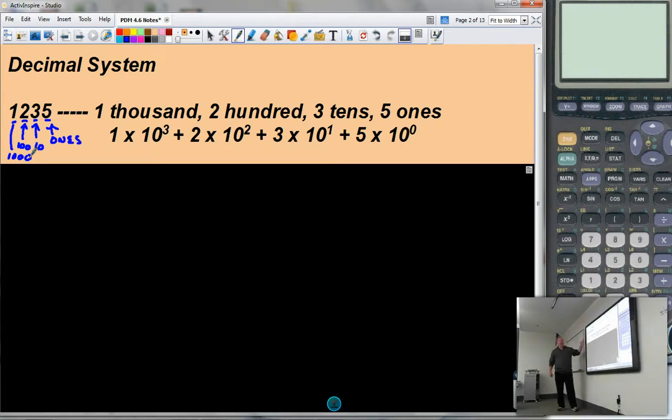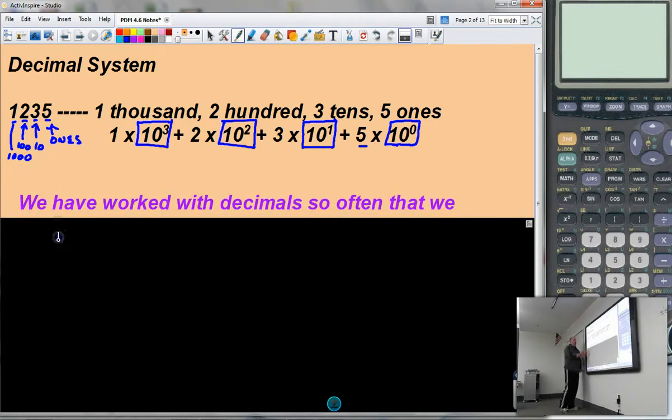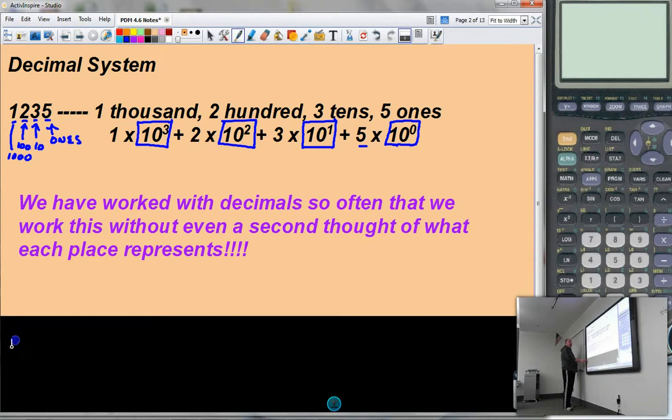So in a decimal system, every digit represents something times a power of 10. The ones place is 5 times 10 to the 0. Your tens place is whatever the digit is times 10 to the first. Your hundreds place, which in this case is a 2, is multiplied by 10 squared, and then 1 times 10 cubed. If I had another number, it would be whatever that number was times 10 to the 4th. We have worked with decimals so often that we work with this without a second thought of what each place represents. If I say 125, you know what 125 is, I know what 125 is, and you just move on.